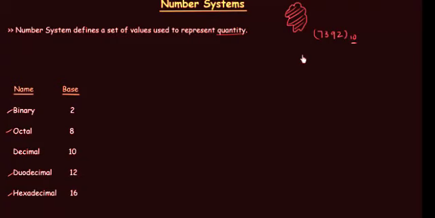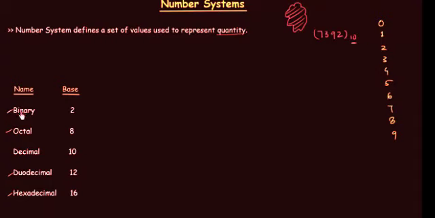The decimal number system is the most popular and common number system which we use in our daily life. If we have to measure the distance, weigh something, or count our money, we use the decimal number system. There are 10 different digits in the decimal number system, from 0 to 9: 0, 1, 2, 3, 4, 5, 6, 7, 8, 9. These are the 10 different digits in the decimal number system.